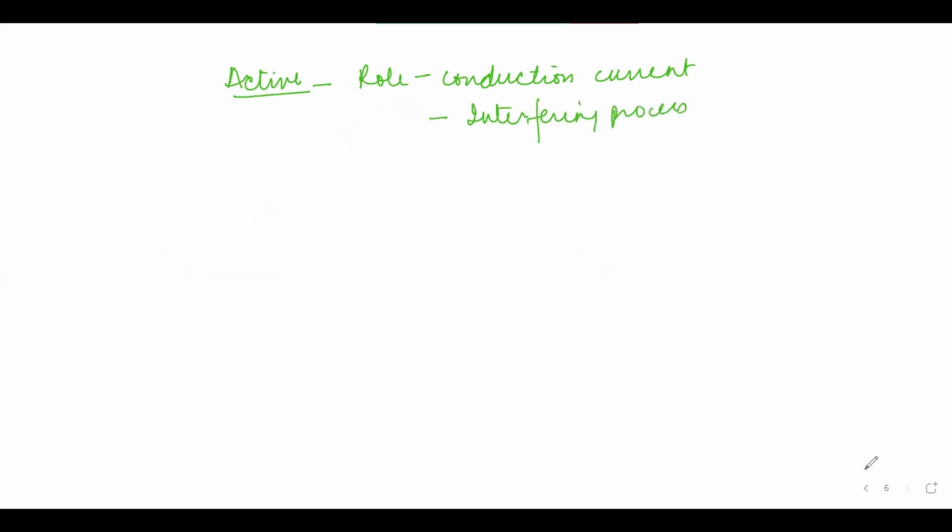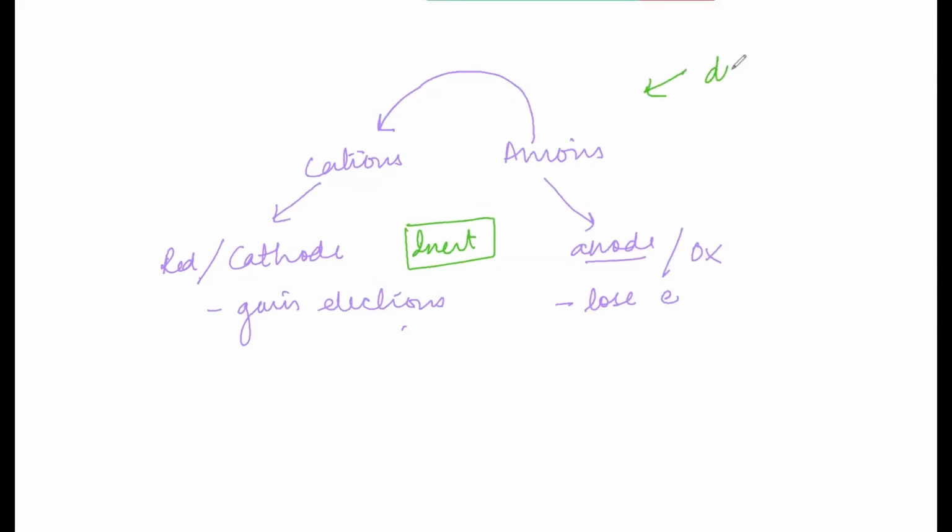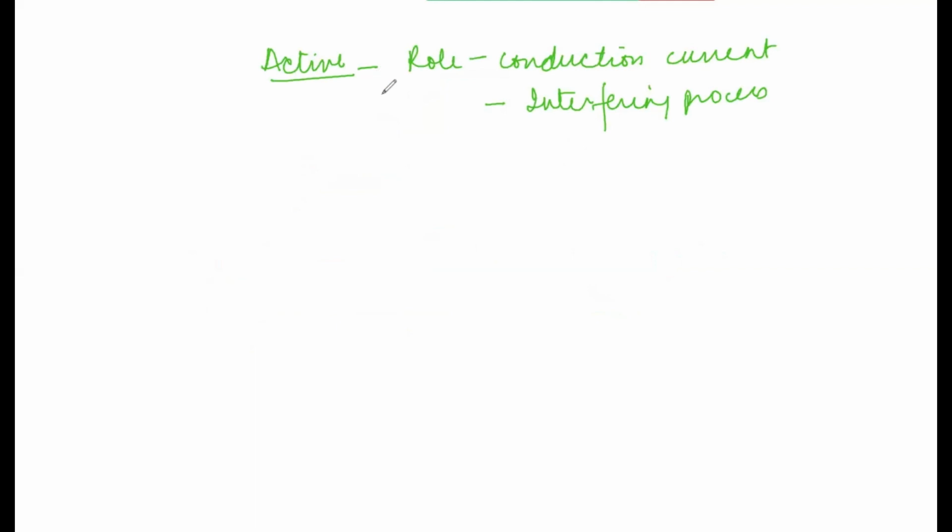Now, how are they interfering with the process? This is the process which is taking place: the cations are gaining electrons at the cathode, and anions are losing electrons at the anode. This is actually what is happening in the electrolysis. So somehow they're disturbing this process. They are interfering and they're disturbing this process, right? So how they're doing it, let's do step by step. Their role is conduction and they're interfering with the process.